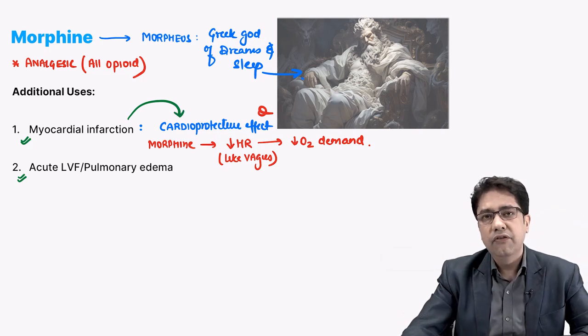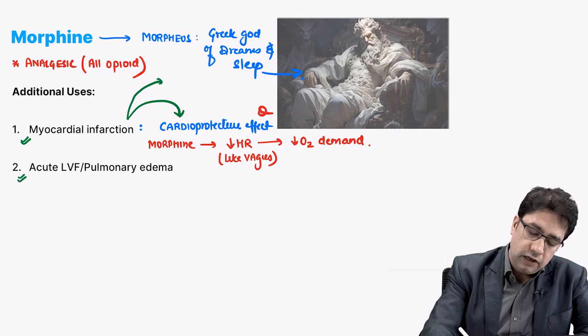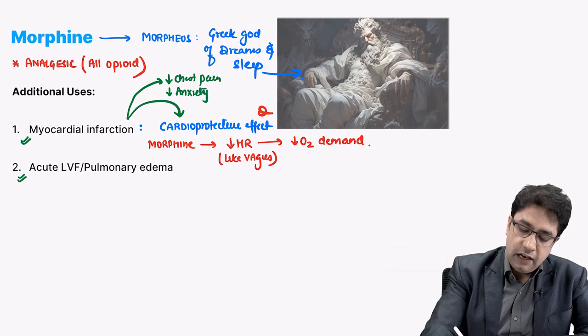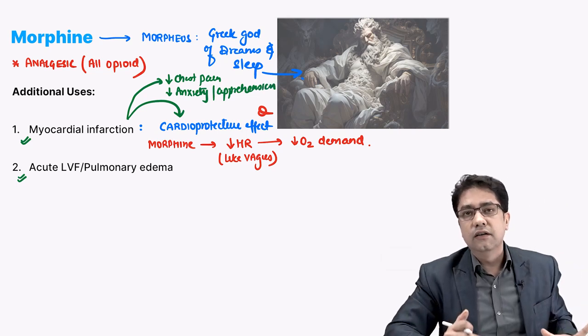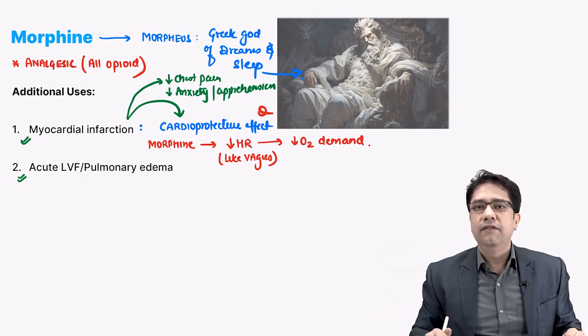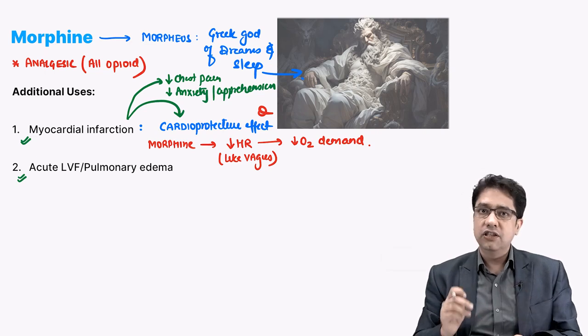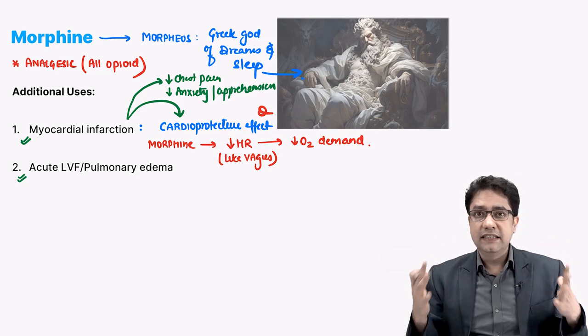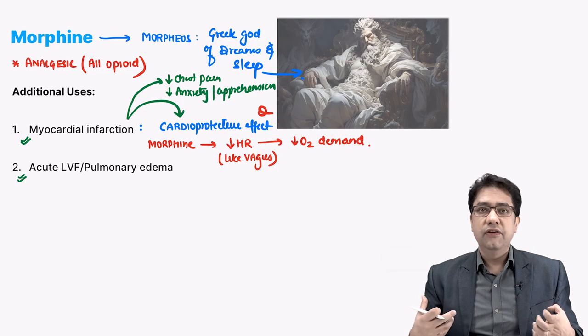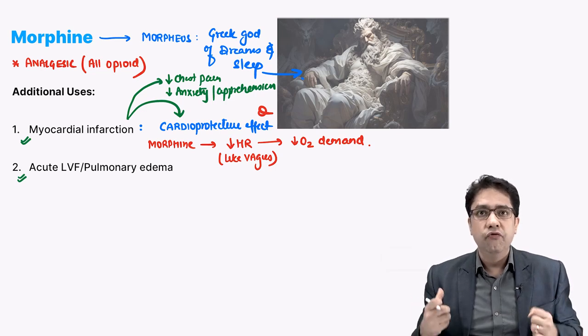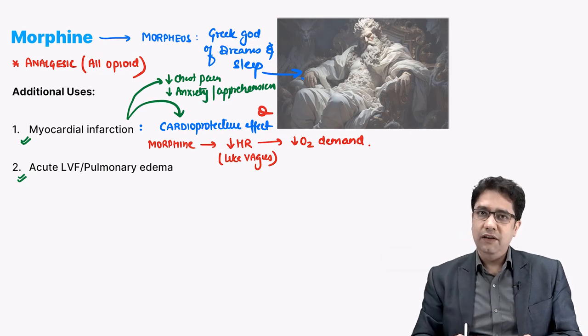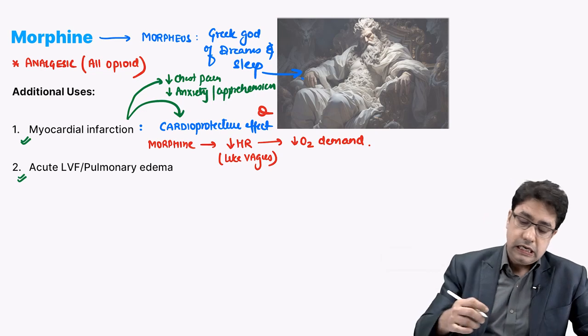Another reason why we give morphine in MI is that morphine also decreases the chest pain which occurs during MI. It also decreases anxiety, or you can write feeling of apprehension. Anxiety and apprehension occur because of increased sympathetic activity during MI. Morphine has the opposite effect. It has parasympathetic activity just like the vagus. So it reduces this anxiety or apprehension, the feeling that I'm going to die suddenly, the impending doom feeling. That is also reduced by morphine. So that is why morphine is given in MI.